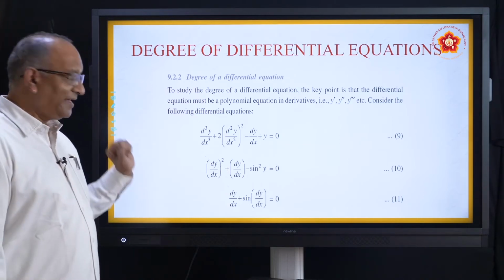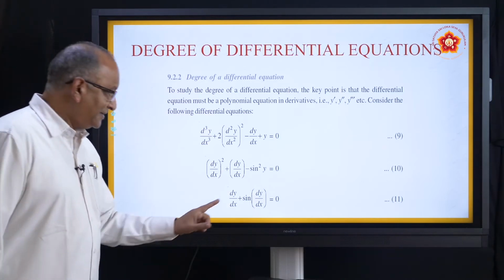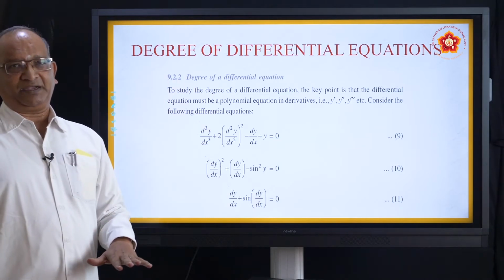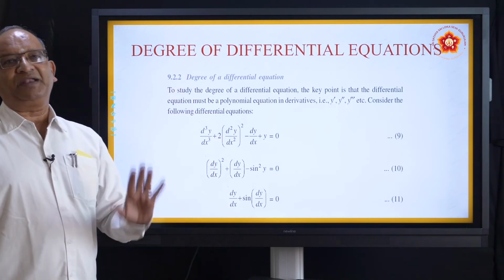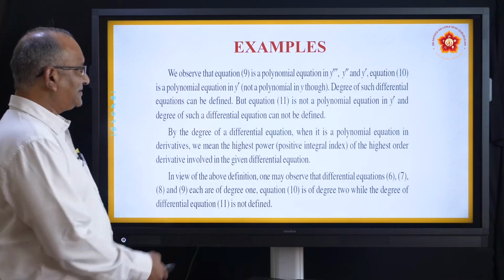But when you come to third equation, observe. Dy by dx is fine. This is sine of dy by dx. Whenever it is sine of derivative, cos of derivative, e to the power derivative, log of derivative, we say degree is not defined. This is what he has explained.